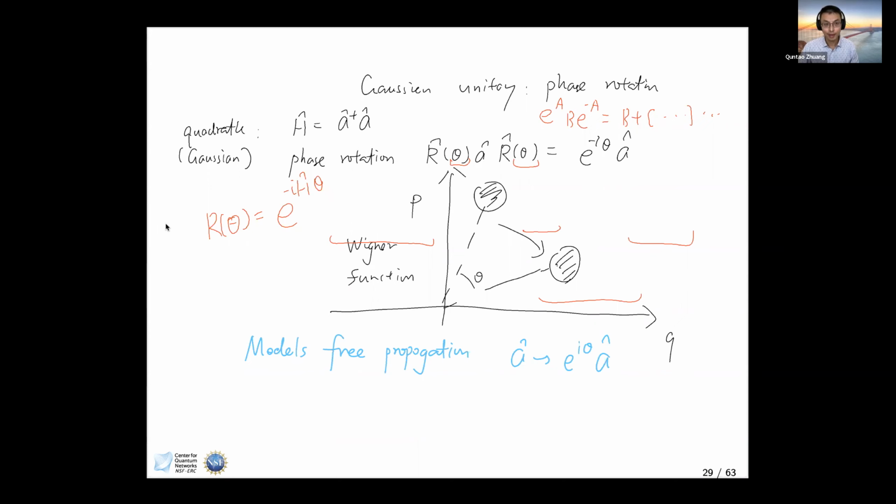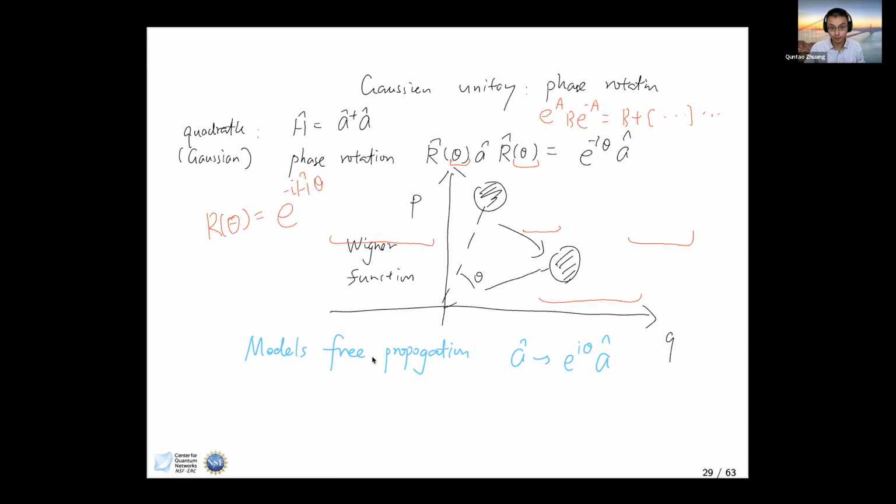So if you act this unitary R on a quantum state, this is unitary, so you can actually act it on a quantum state. It will rotate this Wigner function in phase space by angle theta. So that's called phase rotation. And this is a single mode case. In the multi-mode case, you can take a product of all these rotations, and then it's a multidimensional rotation.